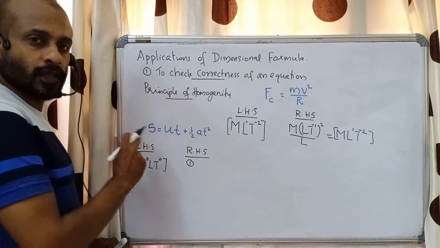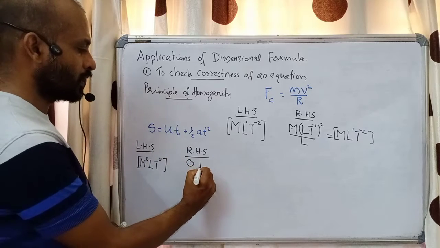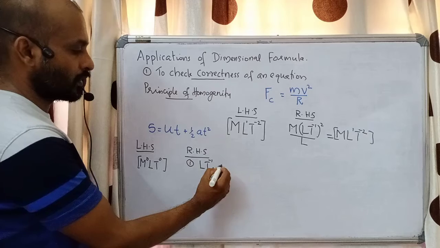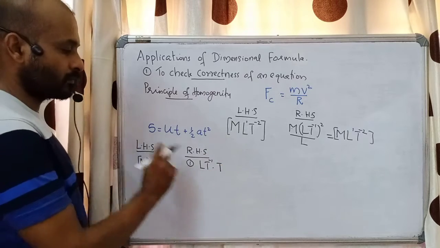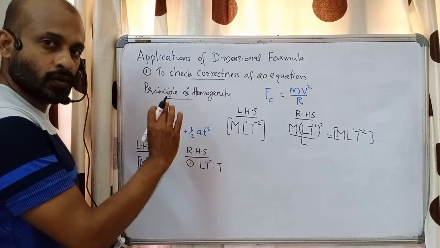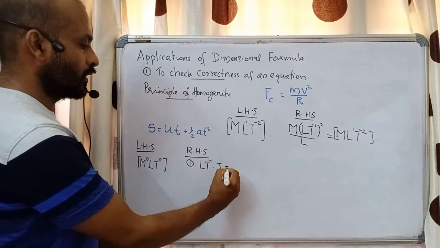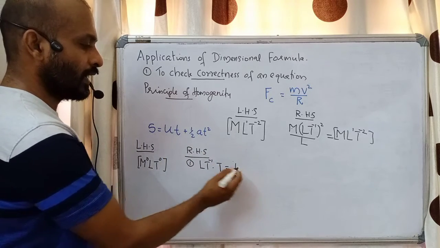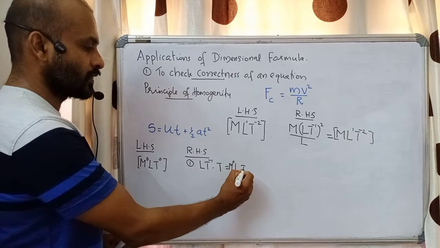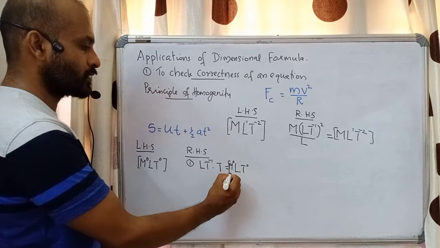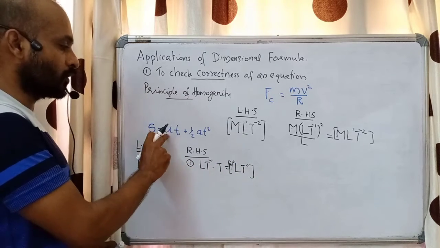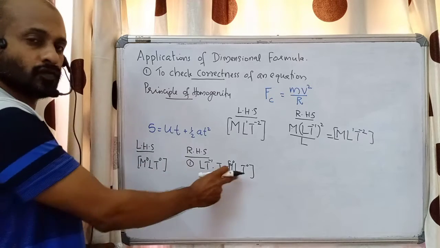ut. u means velocity. What's the dimension formula? L t raised to minus 1, into time. Time means you have to give t. t raised to minus 1 into t raised to 1 is t raised to 0, which is equal to 1. So what will you get when you simplify? L only will be left. So we can write m raised to 0, L t raised to 0. So the dimension formula of the first term on the RHS, ut, has the same dimension formula.